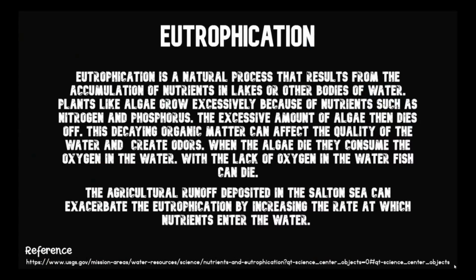Definition: eutrophication. Eutrophication is a natural process that results from the accumulation of nutrients in lakes or other bodies of water. Plants like algae grow excessively because of the nutrients such as nitrogen and phosphorus. The excessive amount of algae then dies off. This decaying organic matter can affect the quality of water and create odors. When the algae die, they consume the oxygen in the water. With the lack of oxygen in the water, fish can die. The agricultural runoff deposited in the Salton Sea can exacerbate the eutrophication by increasing the rate at which nutrients enter the water. This definition was provided by the United States Geological Survey.gov website.